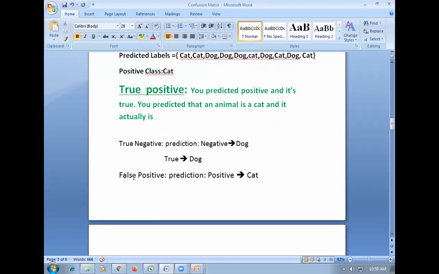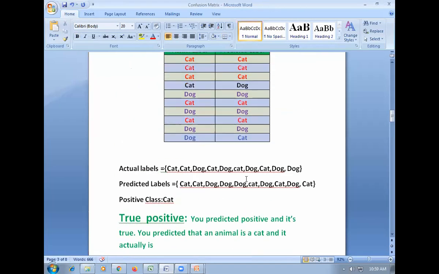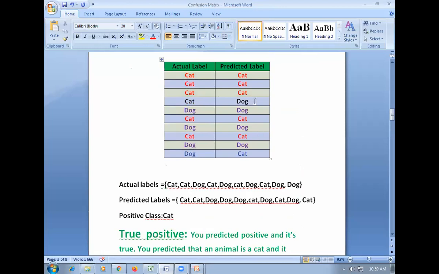Then next, false positive. False positive means the prediction is positive, but it is false. Predicted is positive, that means it is the cat label, and the actual label is dog.